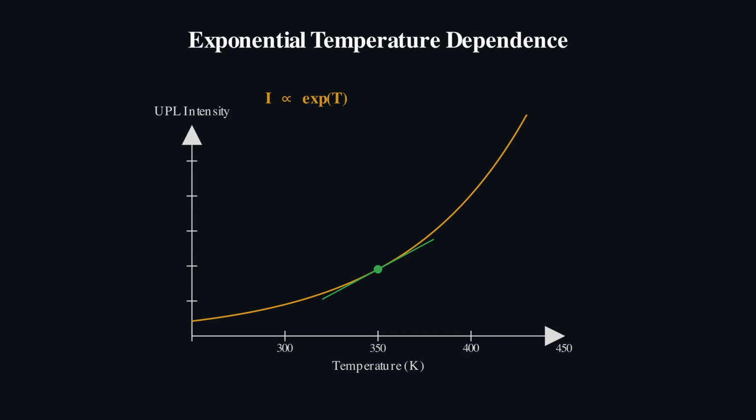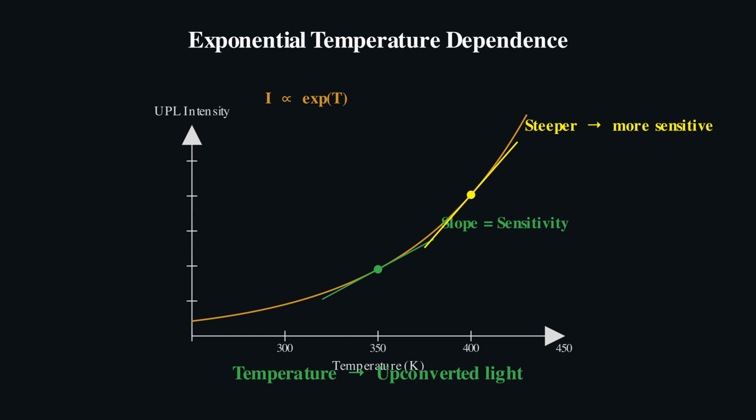And the sensitivity of a material depends on the slope of this graph. With exponential dependence, we get higher slope, and hence higher sensitivity. So to conclude, temperature directly controls the strength of the upconverted light, turning this atomically thin material into an extremely sensitive thermometer.